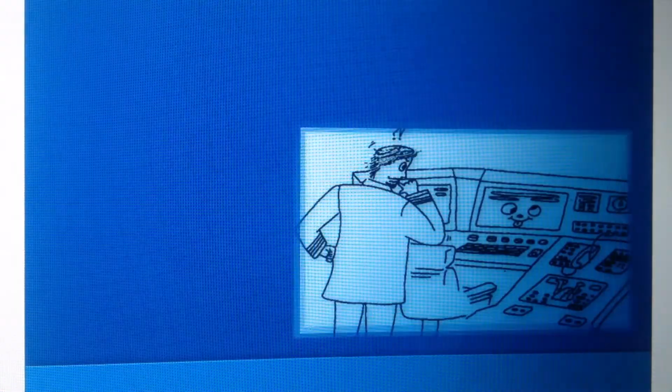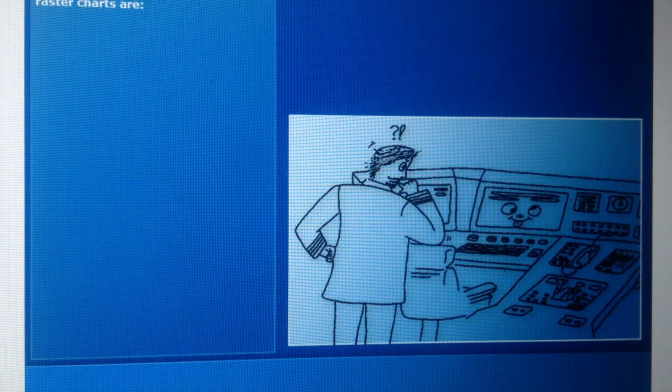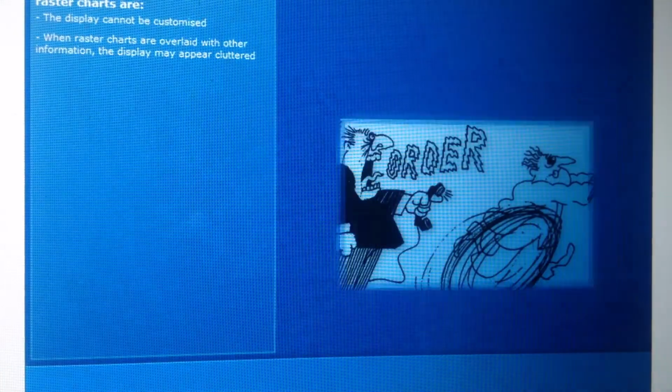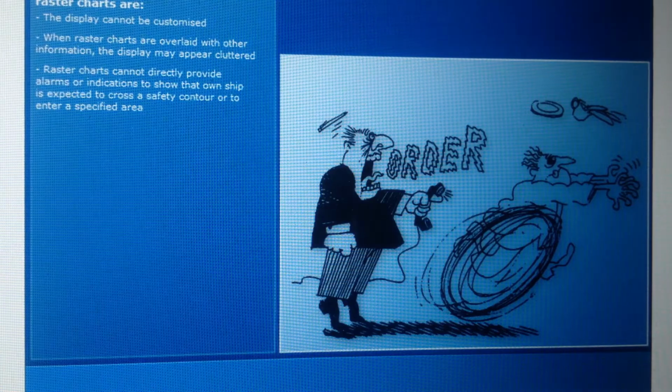Some of the disadvantages of raster charts are: The display cannot be customized. When raster charts are overlaid with other information, the display may appear cluttered. Raster charts cannot directly provide alarms or indications to show that own ship is expected to cross a safety contour or to enter a specified area.